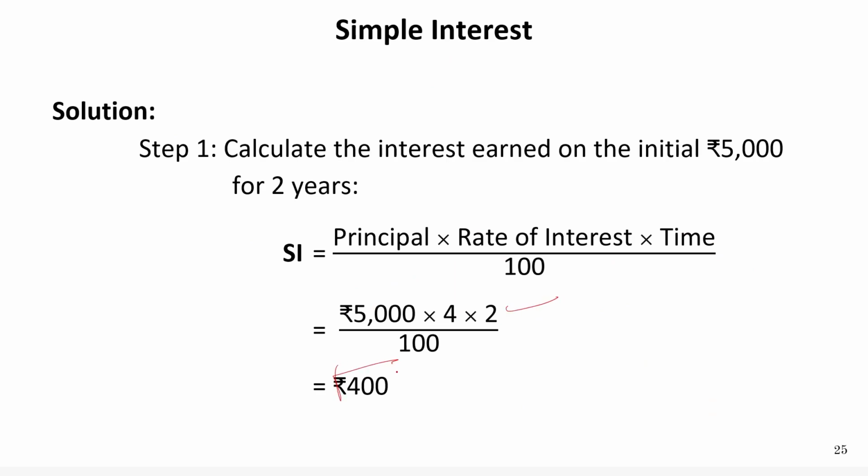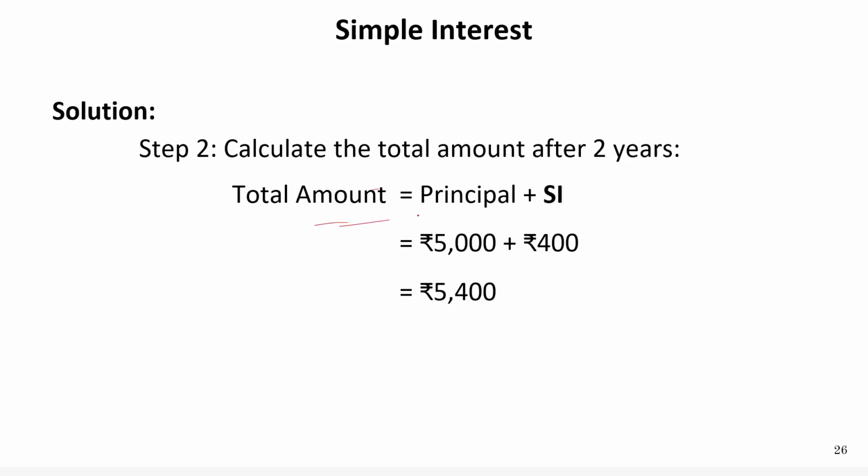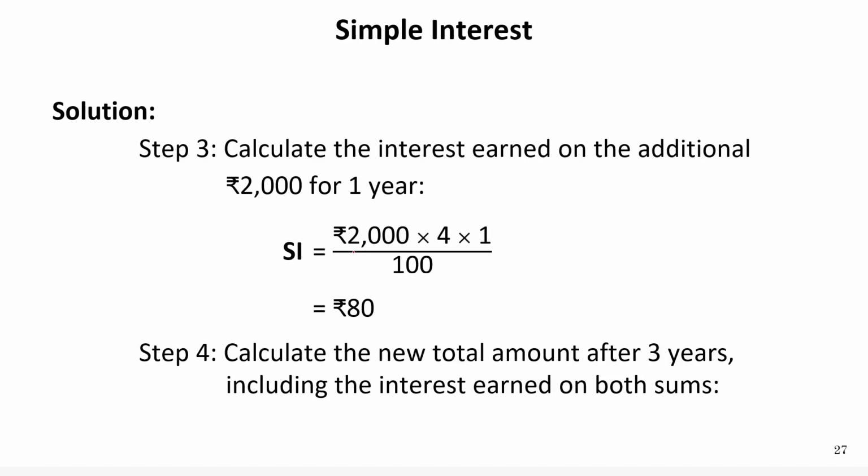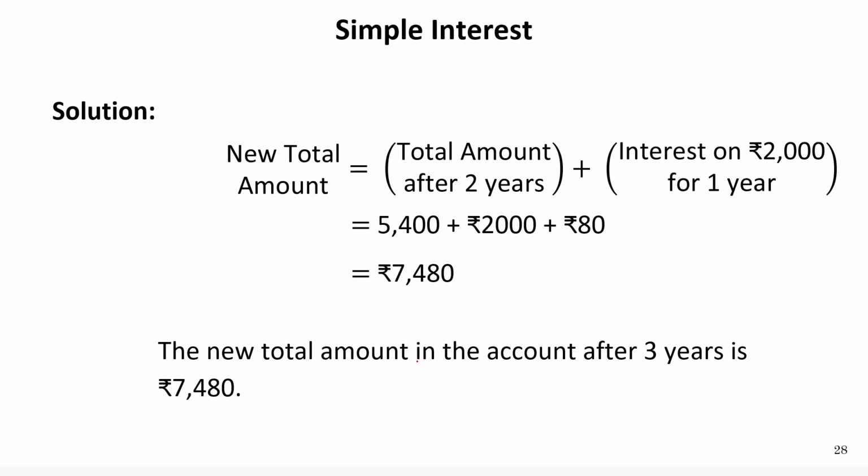So this much, that is 400 for the initial 2 years, right? So time is equal to 2, as given here. Using the formula SI is equal to PRT by 100, the total amount is equal to principal plus SI. So 5000 plus 400 is this much amount. Calculate the interest on the additional 2000 for 1 year. So it will be 80. So calculating the new total amount, the new total amount in the account after 3 years will be 7480.